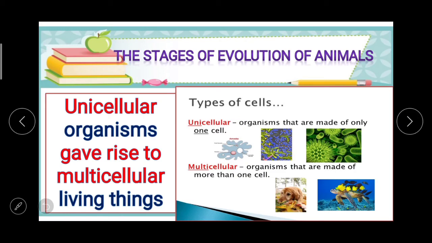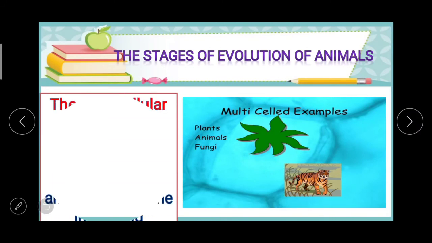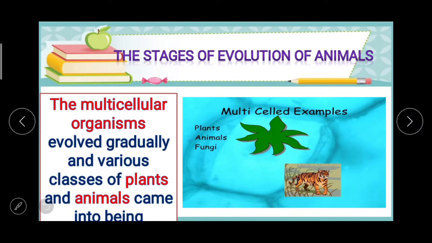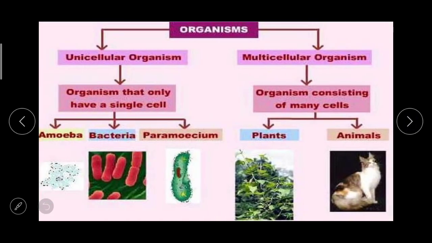In unicellular organisms that are made of only one cell, here you can see, and the multicellular organisms that are made of more than one cell, एक से ज़्यादा. And then with these multicellular, the multicellular organisms evolved gradually, and various classes of plants and animals came into being. This is the simple thing to understand evolution of animals. Single cellular, that is unicellular, then multicellular, and then plants and animals. Unicellular organisms that only have a single cell, for example amoeba, bacteria and paramecium. Multicellular organisms consisting of many cells include plants and animals.